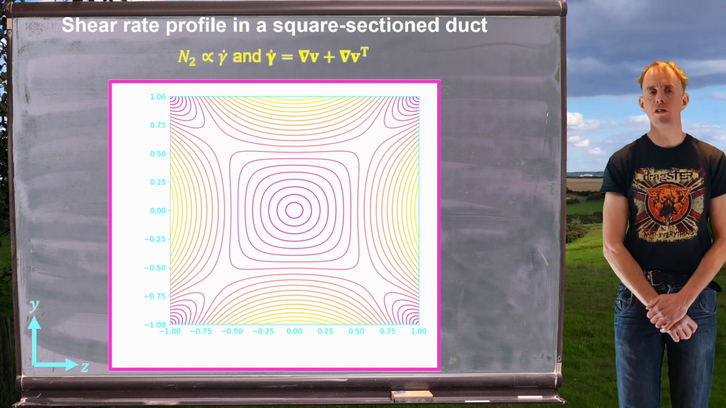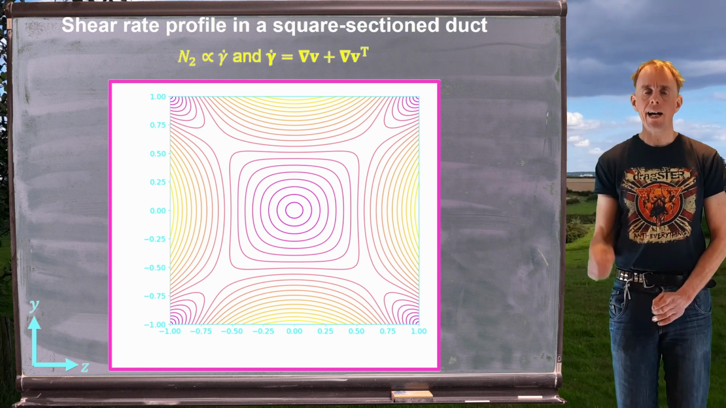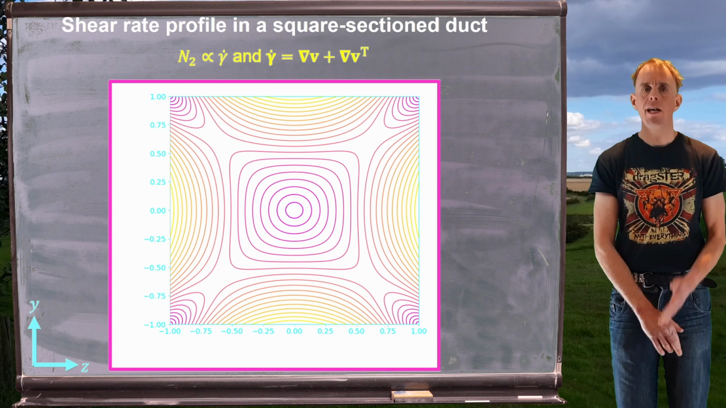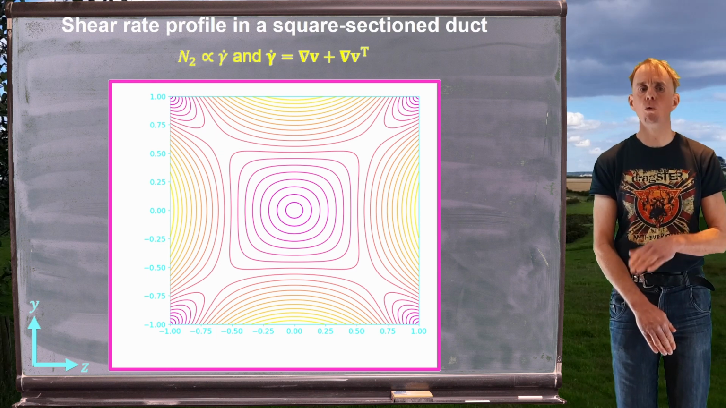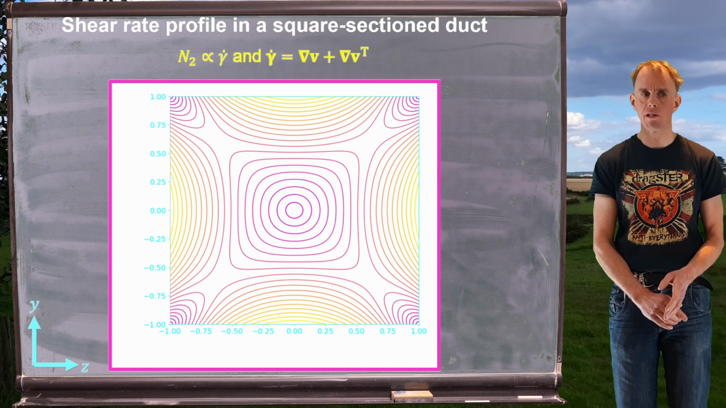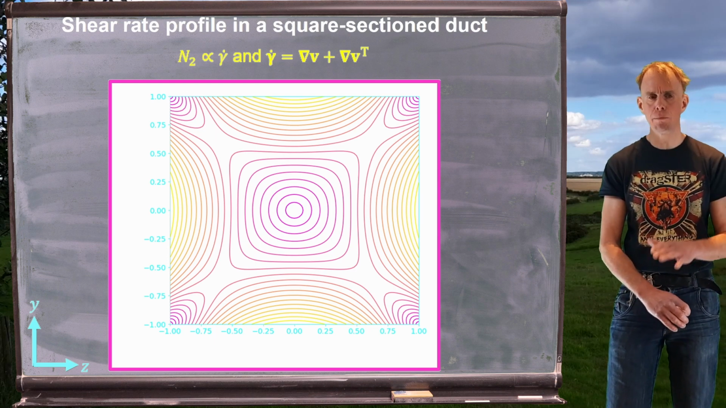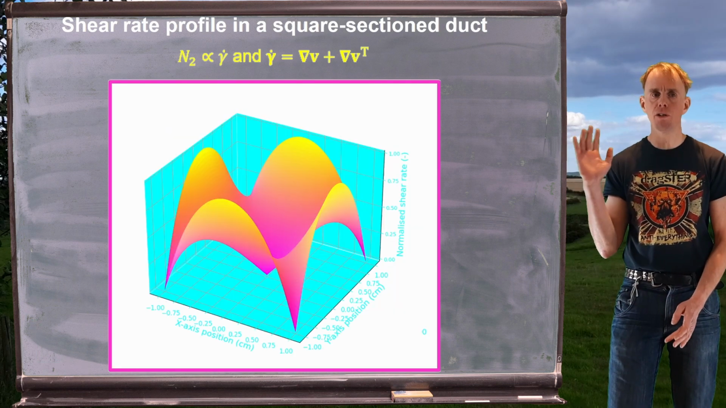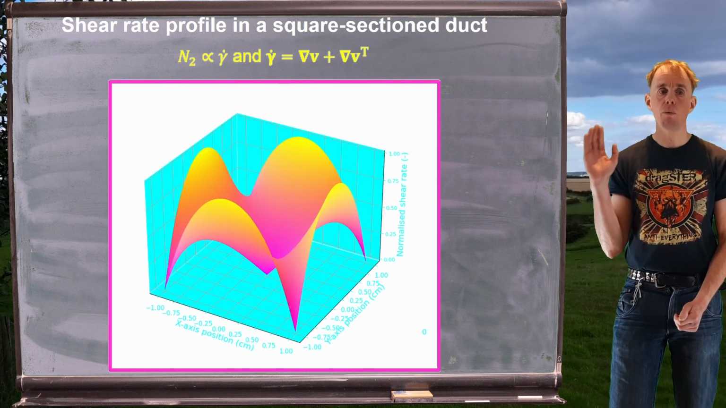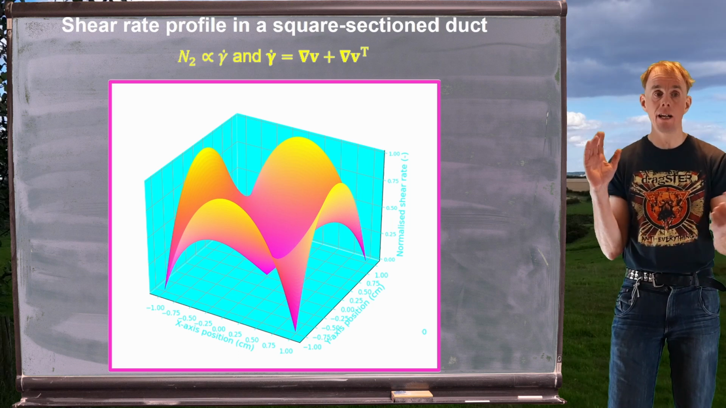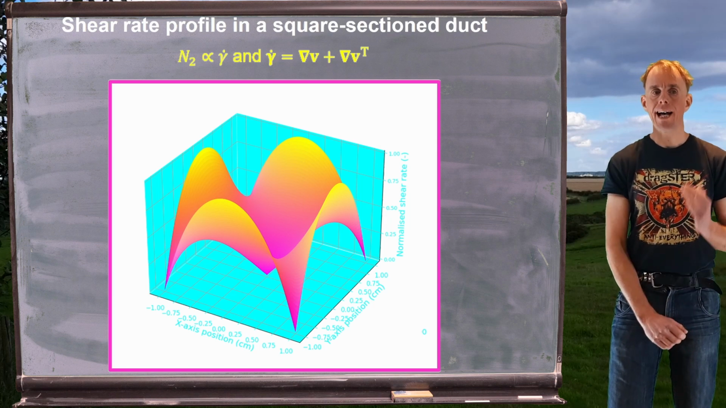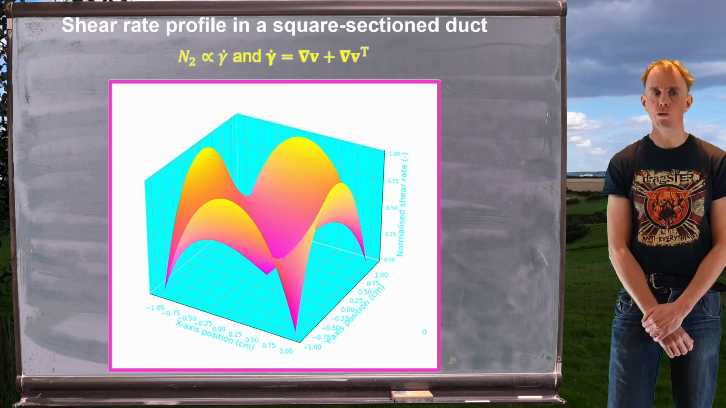At first sight this might seem a little complex, so let's talk through it. At each corner you've got zero shear rate. In the centre of the duct you've got zero shear rate. At the midpoint of each of the four walls you've got maximum shear rate. It's sometimes easier to get a picture of this by looking in 3 dimensions, so let's just put a 3-dimensional plot of those shear rates on the board. There it is, and we can see far more clearly here that we've got, again, zero shear rate at all 4 corners and in the centre, and then those maxima at the midpoint of each of the 4 walls.